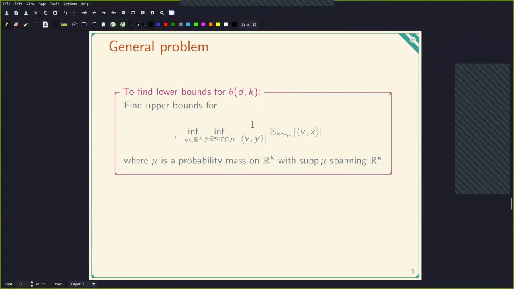So just to make life easier for myself, what we care about is given any probability mass on R^k, so that its support spans R^k. I don't want it to be concentrated on a subspace. We are trying to look at all vectors in the support of mu and trying to minimize this expression over all linear forms. That's our goal. Again, as long as we have upper bounds on this, we get lower bounds on the original problem.